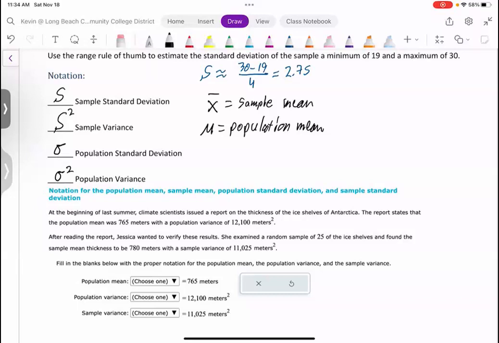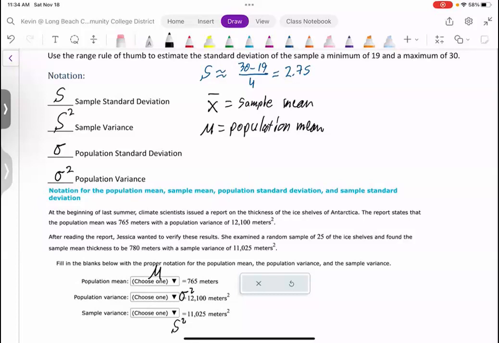So we're just going to be trying to figure out the notation here. It says that the population mean is 765 meters. The population mean, we know, is going to be the mu symbol. Population variance, that is going to be sigma squared. And the sample variance is going to be the S squared. So again, we're just getting used to the notation.